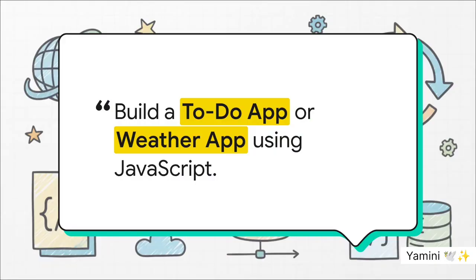A fantastic way to really make these JavaScript skills stick is to build a small, dynamic application. Something like a to-do list or a simple weather app is perfect. Why? Because it's going to force you to use logic to handle user input and to fetch data from an external source, which is perfect practice for everything that's coming next.